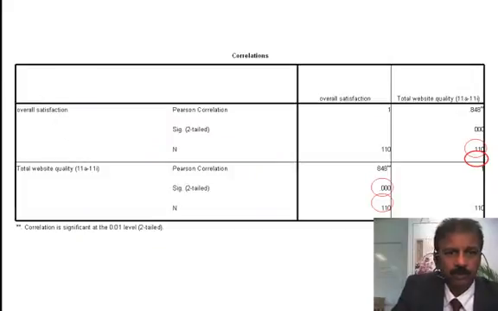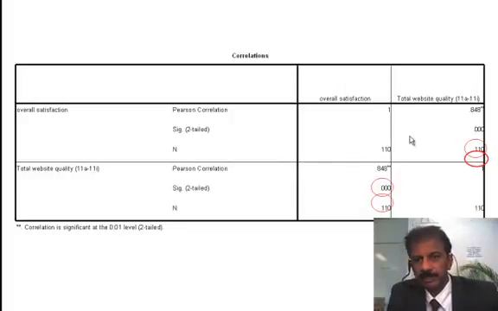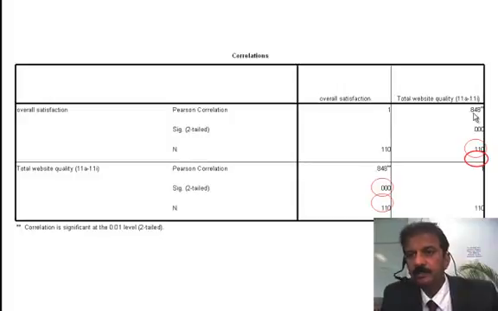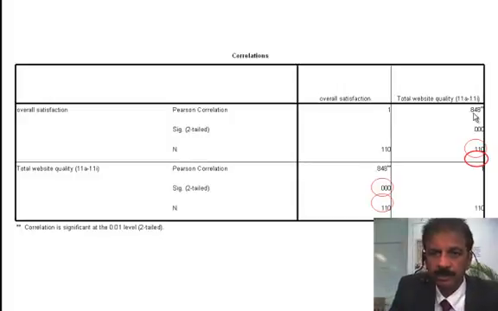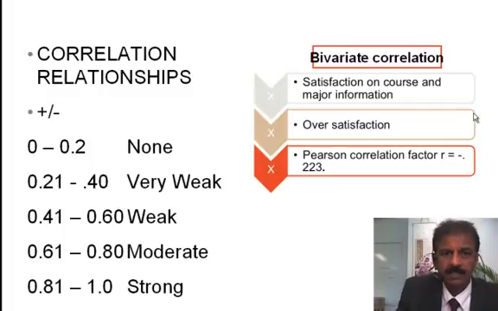Here we're talking about overall satisfaction and total website quality. So what does this show you here? There is a 0.848 Pearson correlation. Now what does this tell you? Is there a high correlation, low correlation, or medium? If you go to the next slide, it tells you.